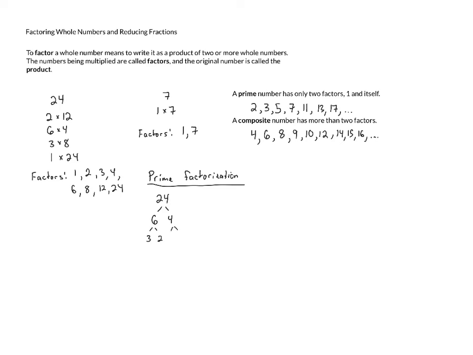6 is 3 times 2. 4 is 2 times 2. And none of those will break down any further. Those are all prime. So we say that the prime factorization of 24 is 2 times 2 times 2 times 3, because those are the prime factors we have when we break them down. I will generally write prime factorizations in numerical order. I'm a little OCD. It's just kind of how I do it. So we've got 2 times 2 times 2 times 3.